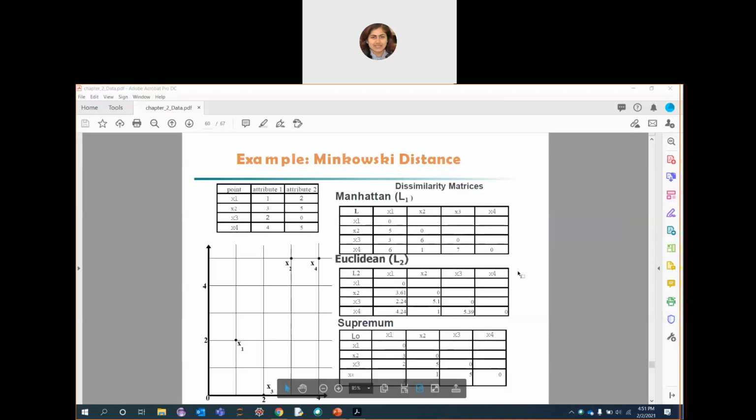Now, you saw the Euclidean distance for h equal to 2, or L2 norm. Like that, using the previous formulas, you also can find out Manhattan for power of 1 and supremum for h as infinity. Like that, you can find out all three. Euclidean I have already shown here. This is the same thing that you have.